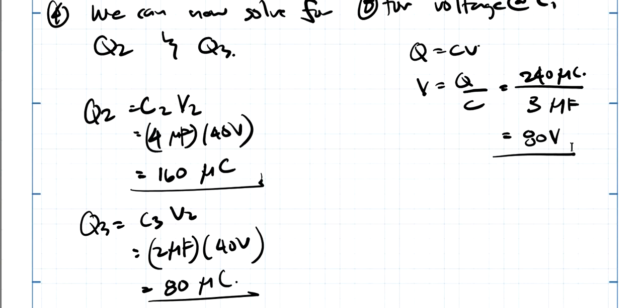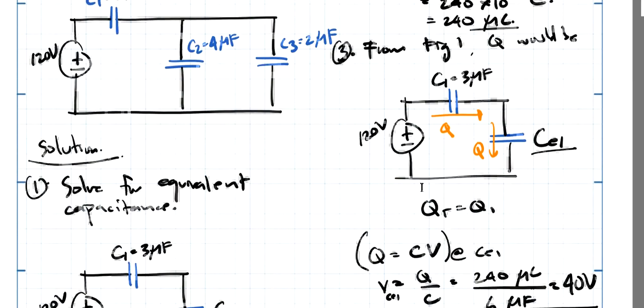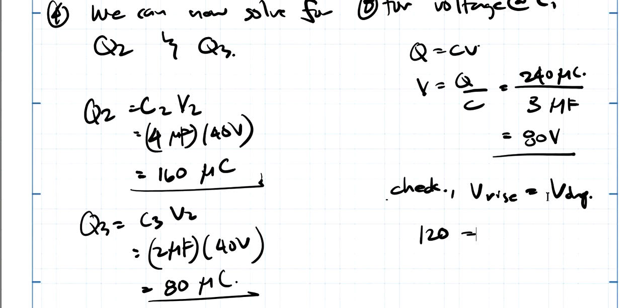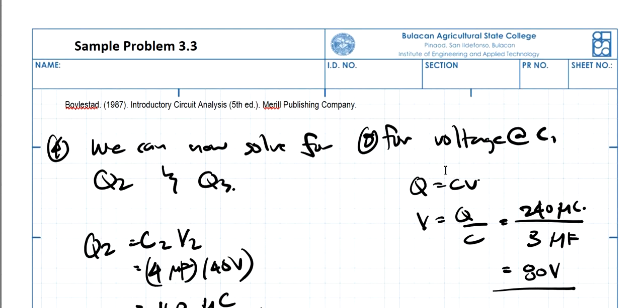Okay, so let's check. Voltage rise must be equal to voltage drops. Our total voltage supply is 120 volts, and we have 80 here and 40 here. So I think that's correct, 80 plus 40. Okay, so I think that's all for these computations.